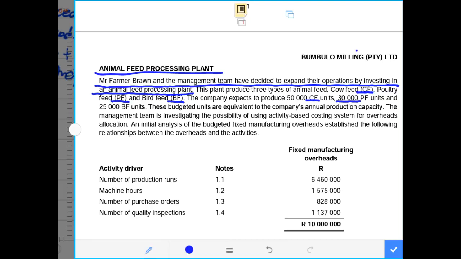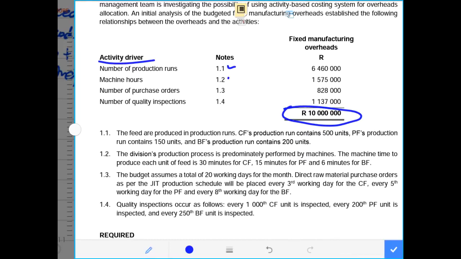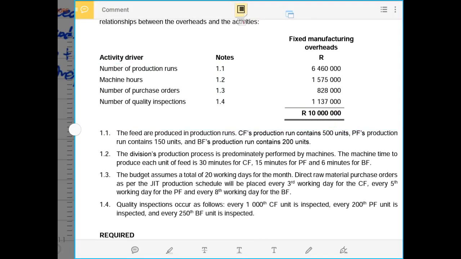An initial analysis of the budgeted fixed manufacturing overheads established the following relationships between the overheads and the activities. So now we are given the total fixed manufacturing overheads as 10 million, which is divided into different activity drivers. They gave us in the middle column the notes 1.1, 1.2, 1.3, and 1.4. So 1.1 will go with 1.1, 1.2 continuously. Just like that. Easy approach. They've given us everything, so we know where to go.